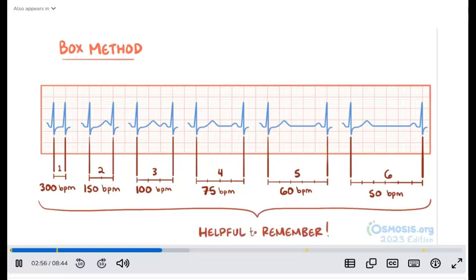For example, if there are between 3 and 4 big boxes between R waves, then we know that the heart rate must be between 75 and 100 beats per minute.